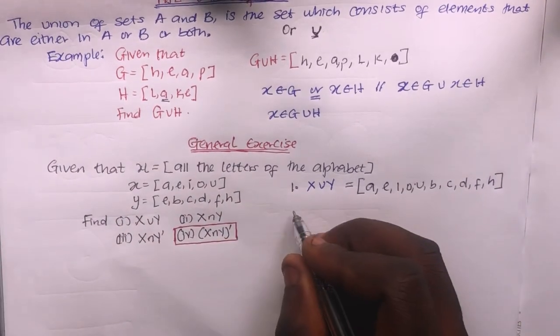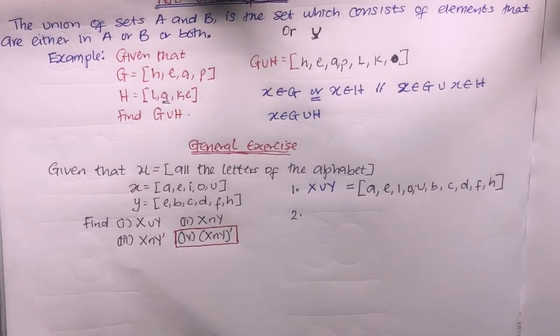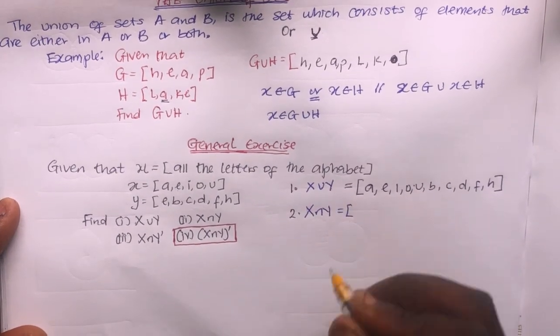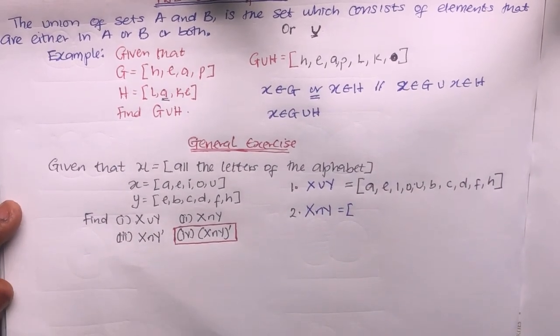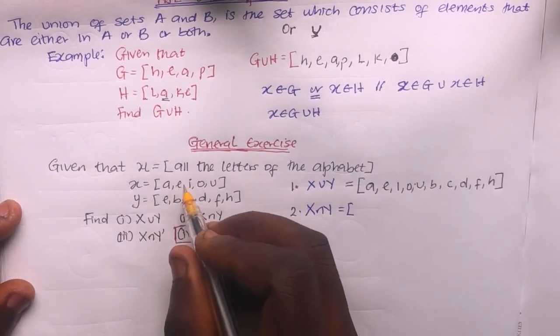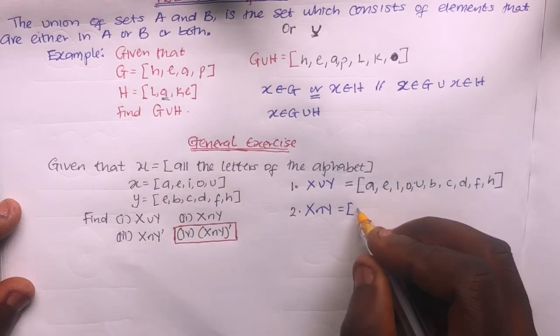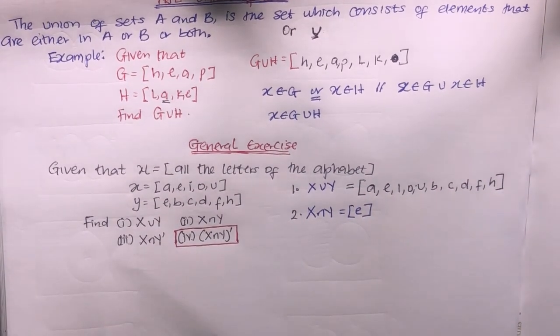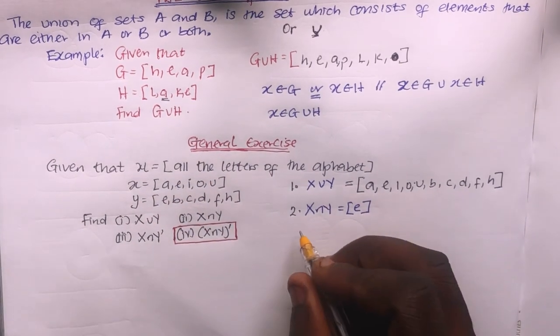Then the second one, you are asked to find X intersection Y. X intersection Y means elements in Y and also in X. Elements in Y and also in X, we have E. I think it is only E. So that's E as their intersection, because E is present in X and also in Y.